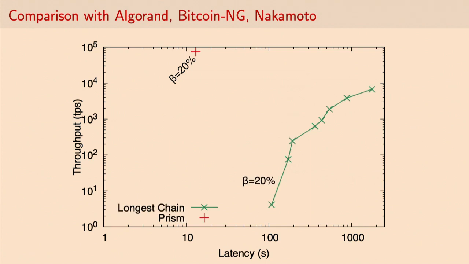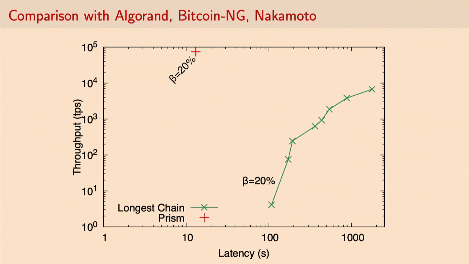Then we have the longest chain protocol, which is the protocol that Bitcoin uses. So we can see that the longest chain protocol couples performance with security. So if you want to increase the block size in order to get a higher throughput, you have to lower the mining rate so that you get a higher latency. As you can see here, it's a trade-off curve, and as you increase the latency, you can also increase the throughput. But if you want low latency, you have to pay the price in throughput.